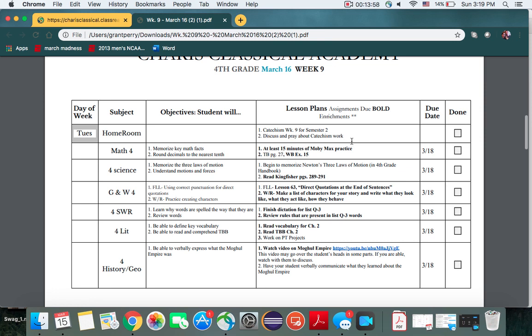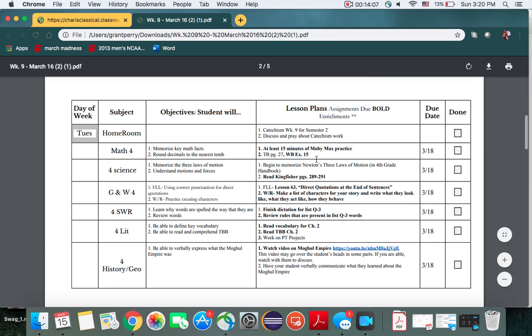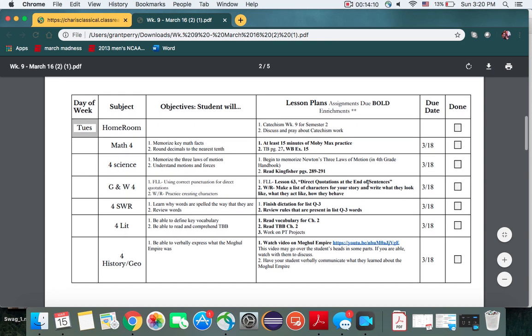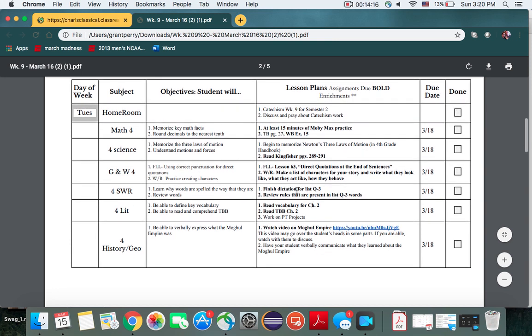Tomorrow also some Moby Max, learning about some more rounding, so another rounding review might be really helpful. More memorizing Newton's 3 laws, some reading. FLL is normal. I think we've already touched on the characters. Finish dictation for Q3, review rules, reading, and some working on Phantom Tollbooth projects. If you've already finished these, then just play them.